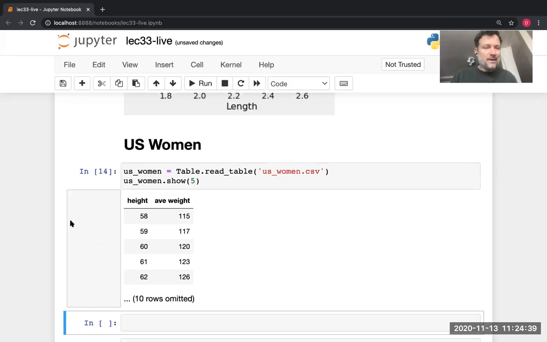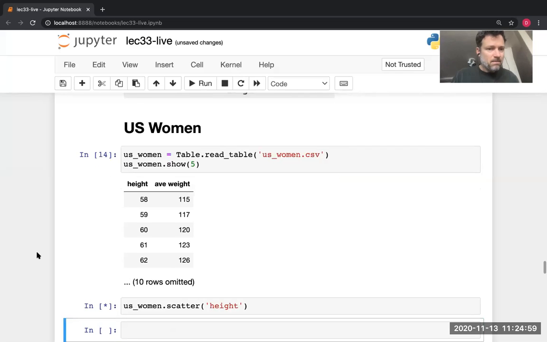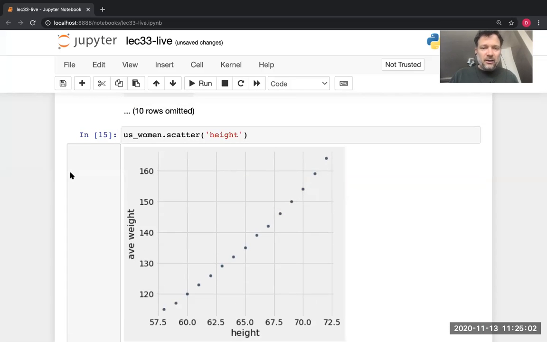Let's look at the height of adults in the US. And the pattern for men and women is different. So we're going to pick just the women here. And let's visualize the data, always a good starting point. And here we can look at the association between weight and height among adult women in the US.